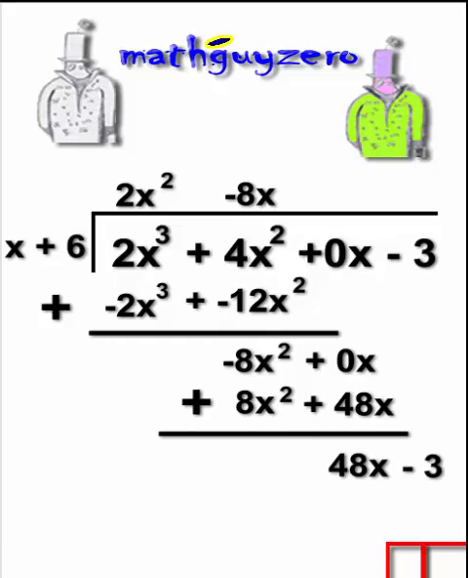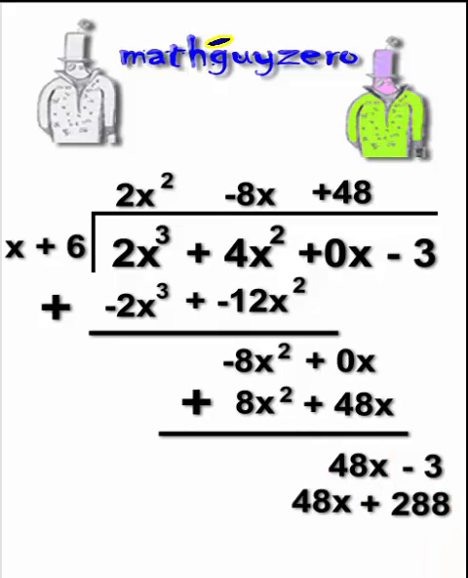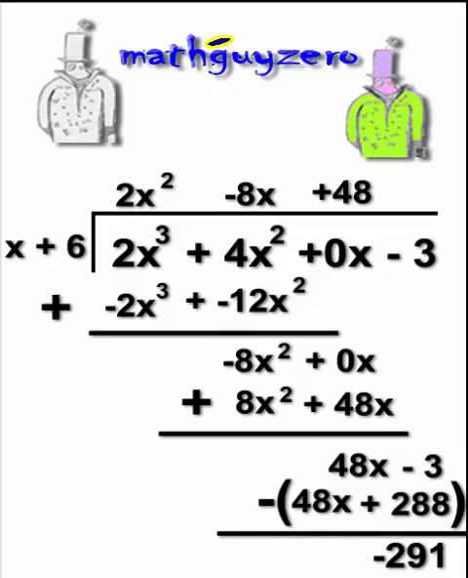Repeat the process. Drag down this guy. 48 times x gives you 48x. Multiply 48 times 6, and I think you get, what is that? 288. Okay, parentheses, subtract the whole thing, and you get a negative 291.